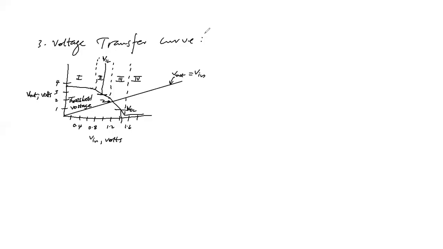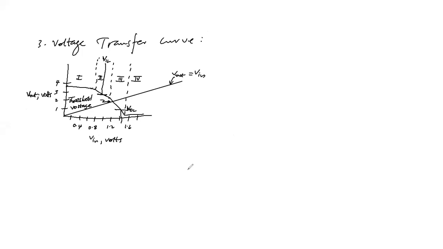for the TTL, which is the voltage transfer curve. Now, in the voltage transfer curve, we see a graph of the input voltage to a gate versus the output voltage.